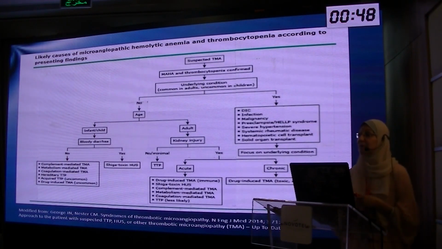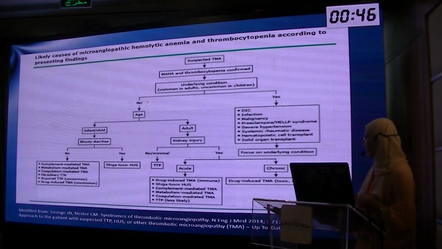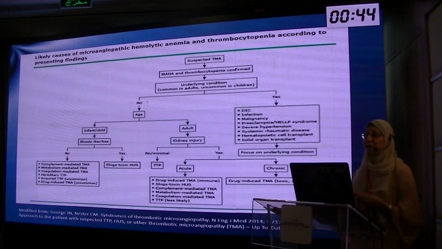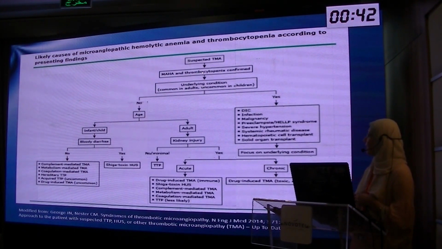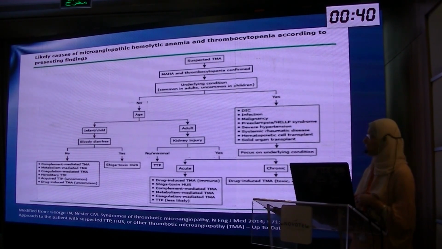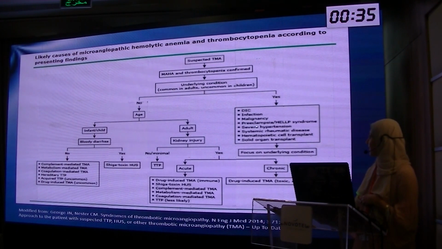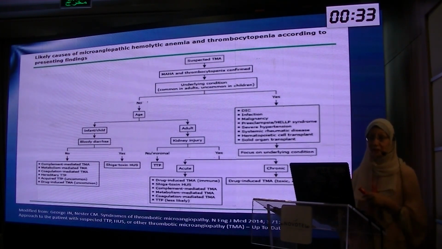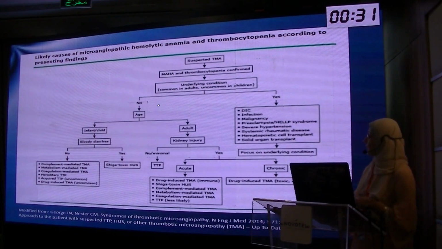Sorry for the quality of the slide, but this is a very interesting slide from UpToDate. If you have a patient with suspected TMA with microangiopathic hemolytic anemia and thrombocytopenia, the first thing to do is look at the underlying conditions. If there is an underlying condition, then you focus on it. If not, then you look at the age.